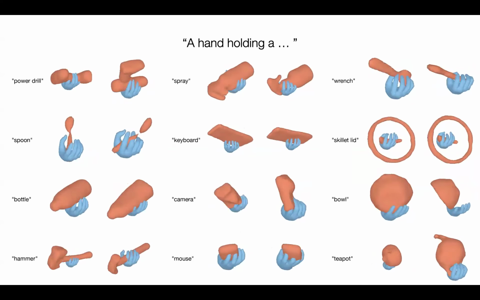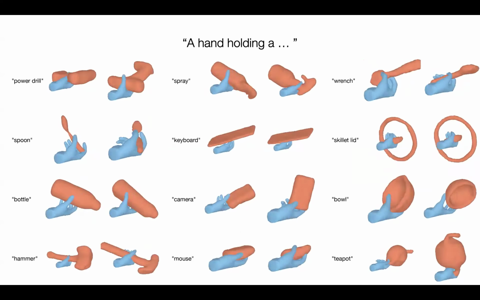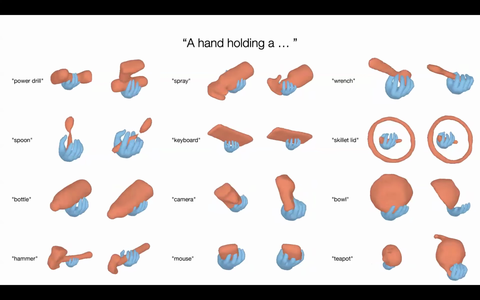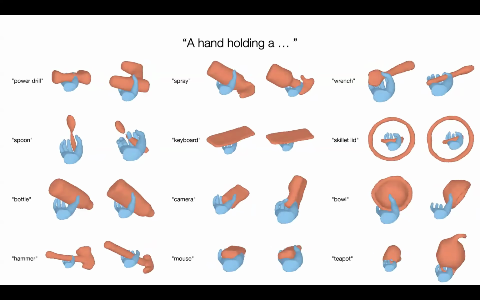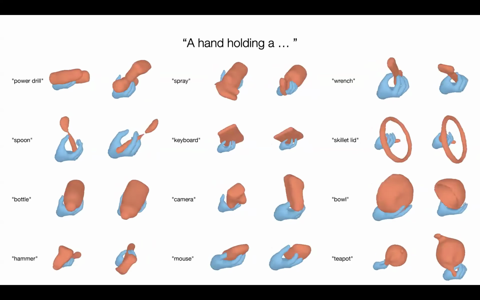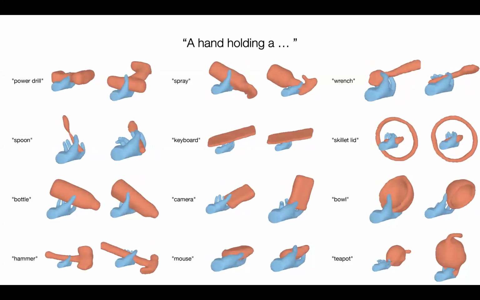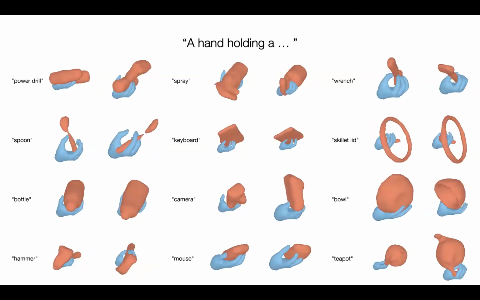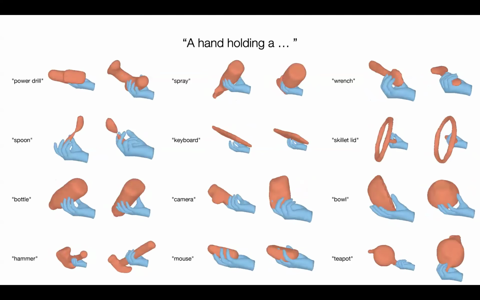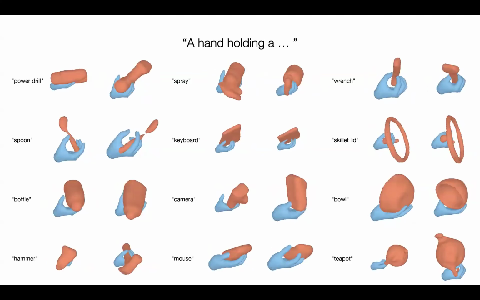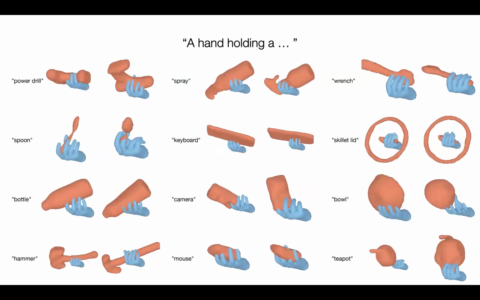Okay. So more of the details, again, are in the paper, but here are some examples of what GHOP can generate. If you give it a sentence that says a hand holding a power drill, it will generate something that looks like a power drill and an appropriate hand grasp that's holding that power drill. And you see a bunch of other examples there as well.